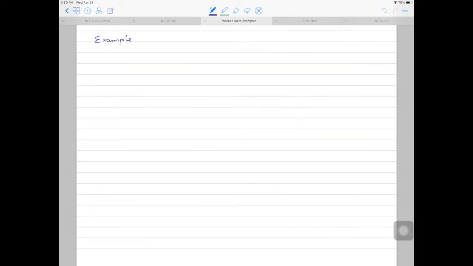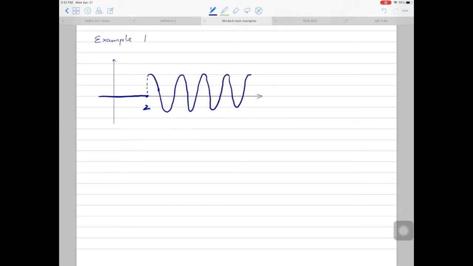Let's look at one example of how we can use t-shift in Laplace transform. In this signal here, we start from 0 and it stays at 0 until t is equal to 2. At t equals 2, we have an abrupt change and the signal follows the cosine wave. And we want to get the Laplace transform of the signal above.